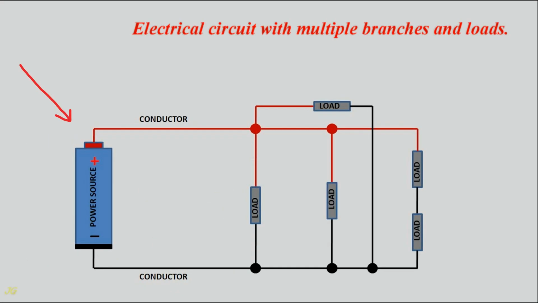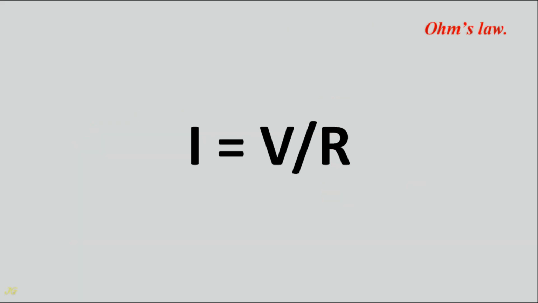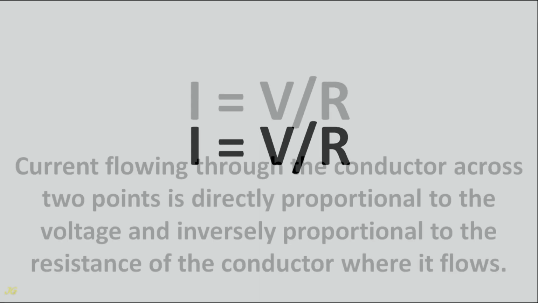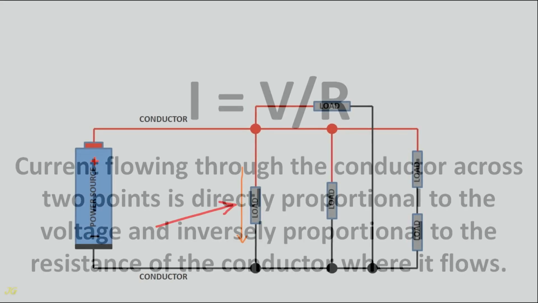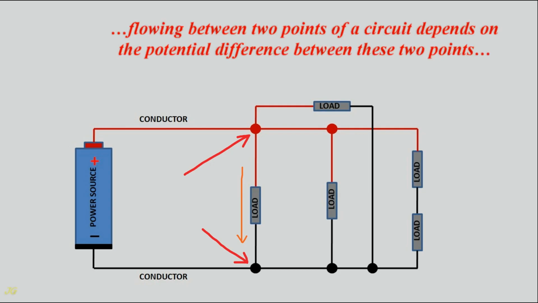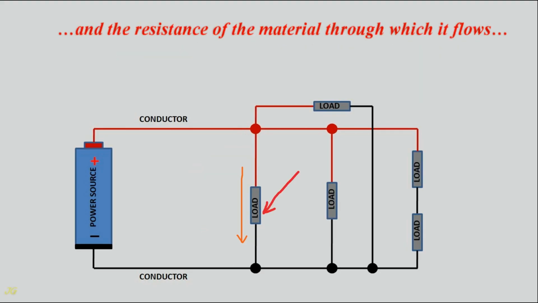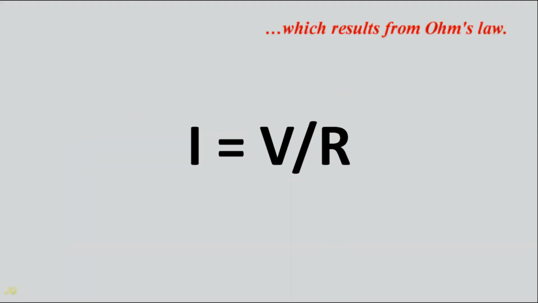Electrical circuit with multiple branches and loads. The electrical circuit is described by Ohm's and Kirchhoff's laws. Ohm's law: I equals V over R. Current flowing through the conductor across 2 points is directly proportional to the voltage and inversely proportional to the resistance of the conductor where it flows. The value of the current flowing between 2 points of a circuit depends on the potential difference between these 2 points and the resistance of the material through which it flows, which results from Ohm's law.